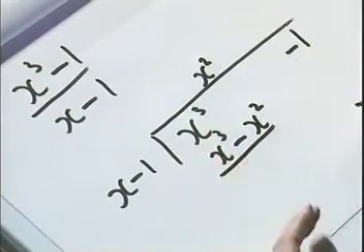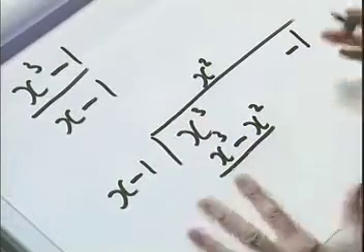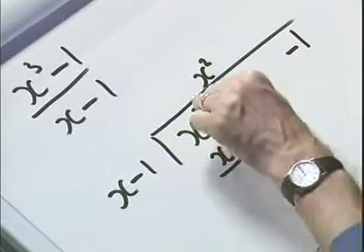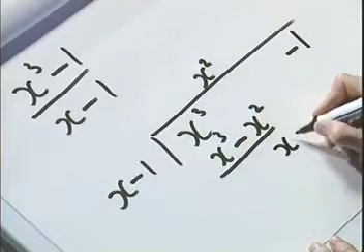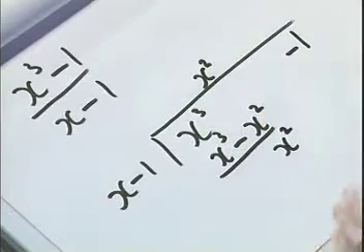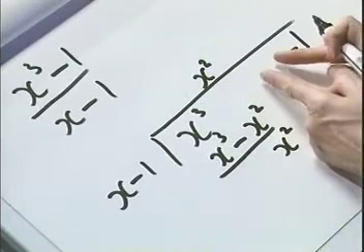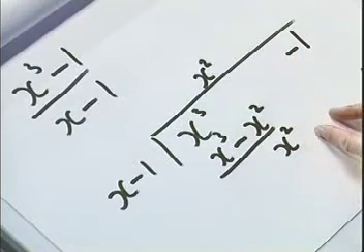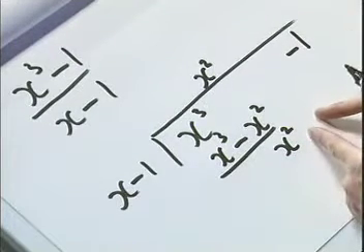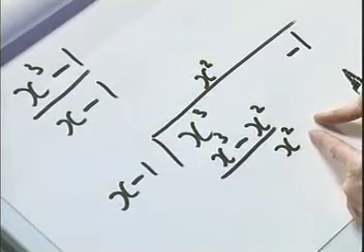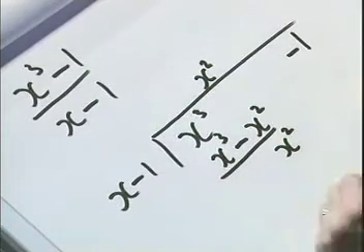And subtract. X cubed, take away x cubed, no x cubes. 0 minus minus x squared is plus x squared. Bring down the next term. There is no next term to bring down. There's no x to bring down. So it's as though I got 0x there. Well, there's no point in writing it if it's not there.